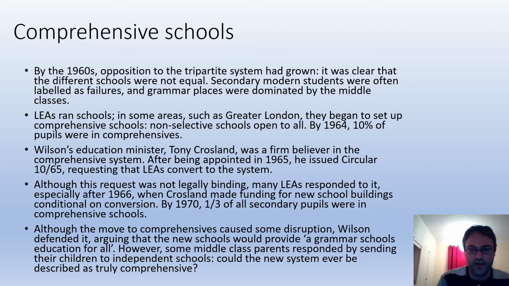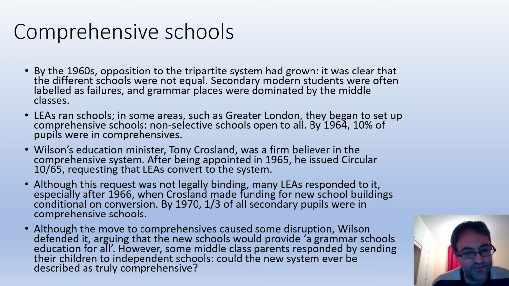So after 1966, there's a real move towards comprehensives. It clearly isn't going to happen overnight, but by 1970, we've gone from a tenth to a third of all secondary pupils educated in comprehensives, and as the 70s go on, that process accelerates further. Now, clearly, if you are at school at the time and your school is converting, it's going to be disruptive for teachers, for pupils, for parents. But Wilson says this is absolutely necessary. We want everybody to have a brilliant education, a grammar school education for everyone, and comprehensives ensure that all the division, all the inequality of the tripartite system won't happen anymore.